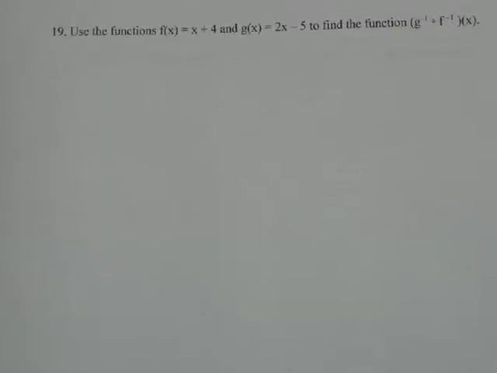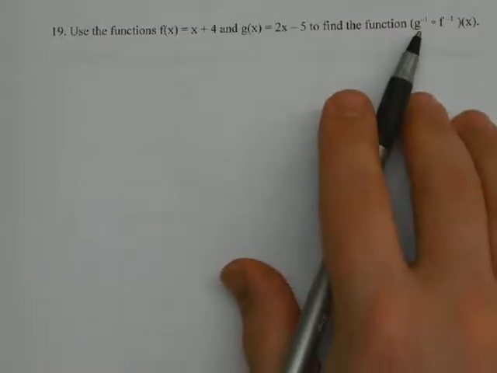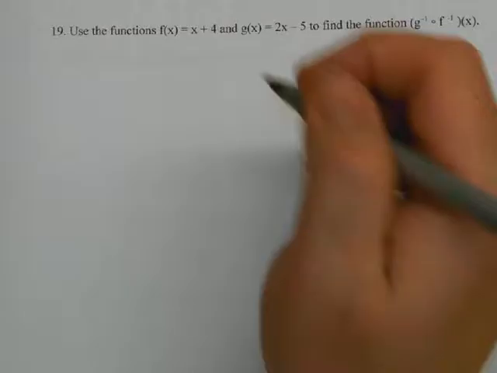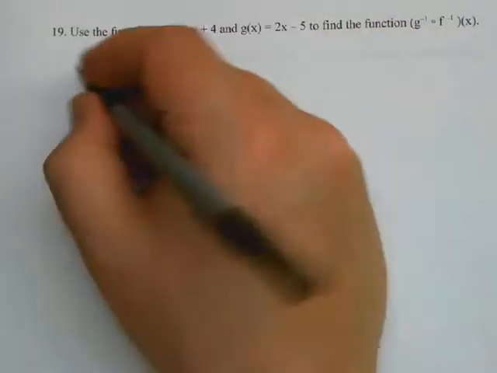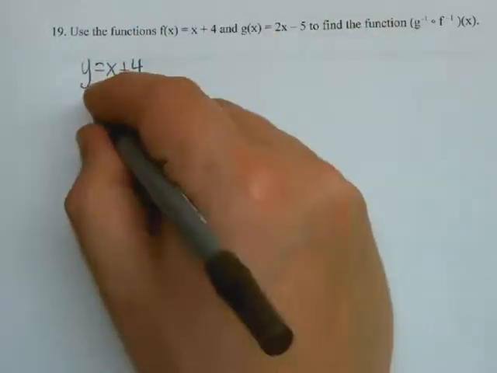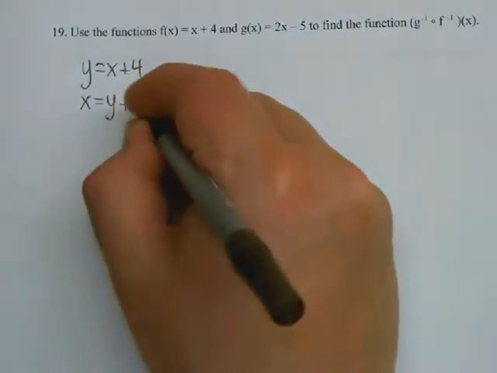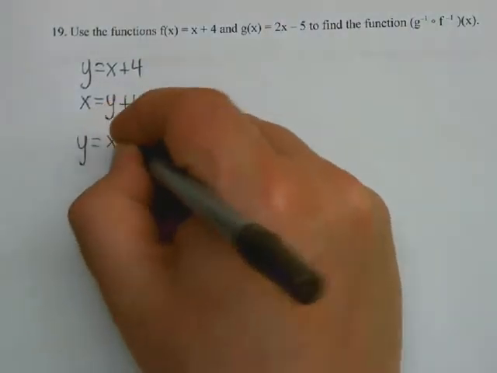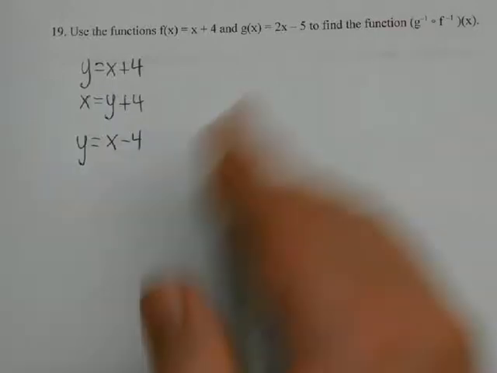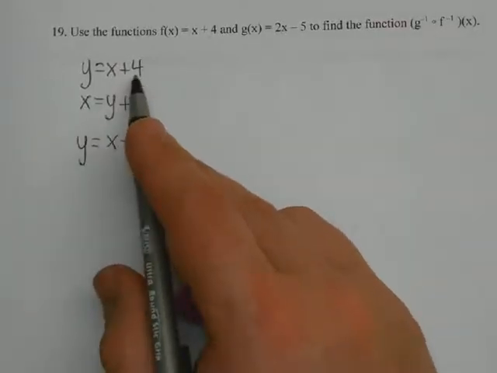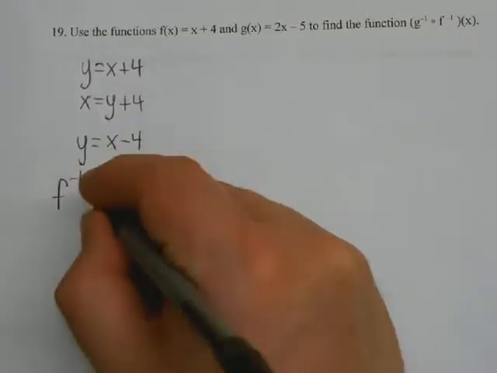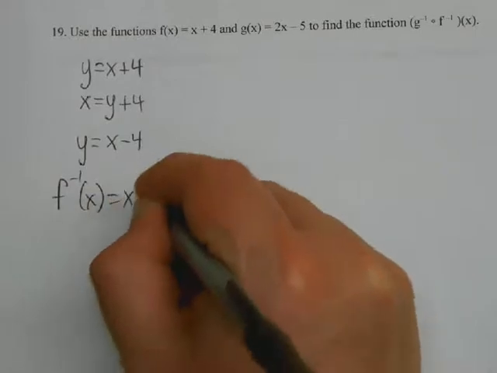Okay, for number 19, we're trying to find the composition of G inverse and F inverse. So that requires us to find the inverse functions first. So for f of x, I'll go ahead and swap the x and y values. And then solve for y. And you probably could have done this in your head, because the inverse of adding 4 would be subtracting 4. So f inverse of x is equal to x minus 4.